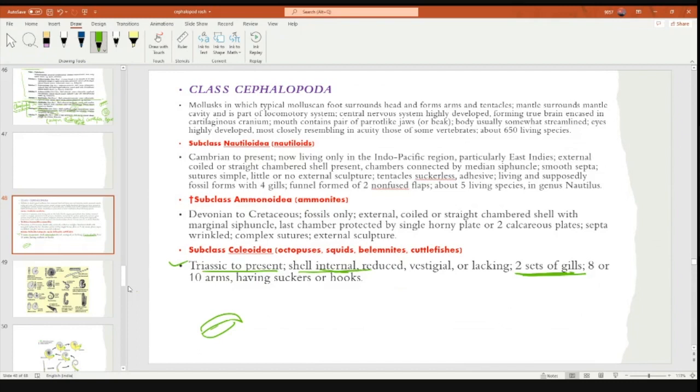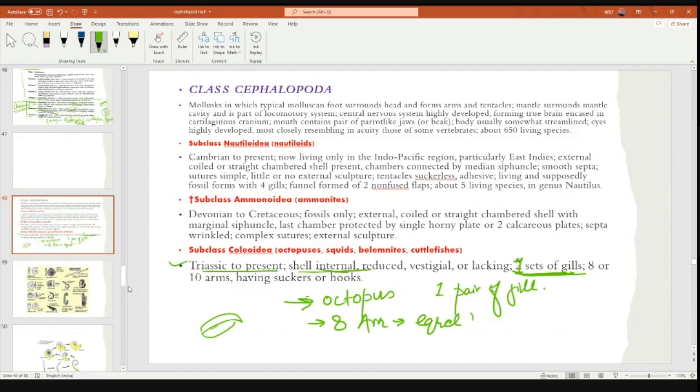No, there is one gill, right? Two sets of gill. Dibranchia, it will be one pair of gill. And how many arms does an octopus have, guys? Eight. Yes, they have 8 arms and generally all are equal. Octopus has 8 arms and all 8 arms are equal.